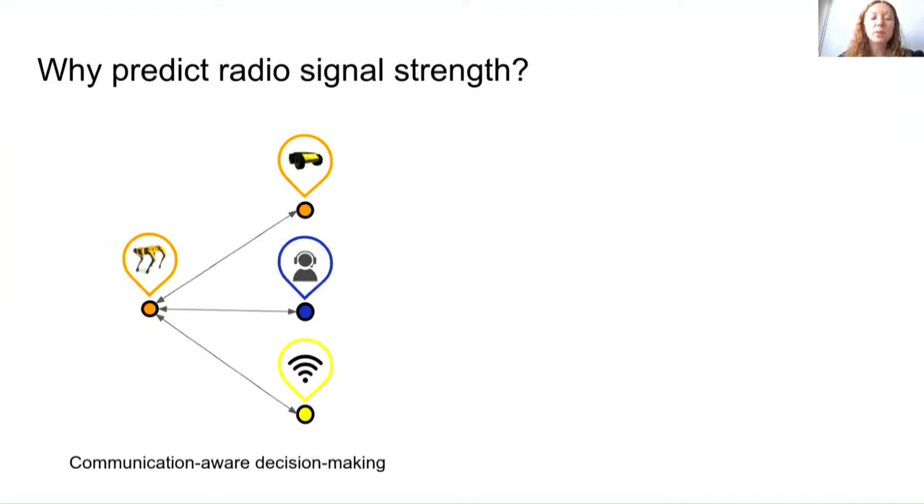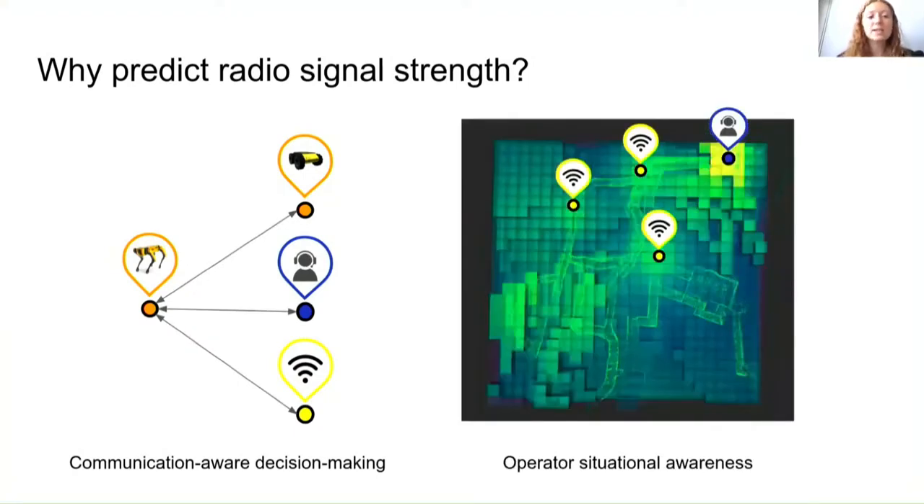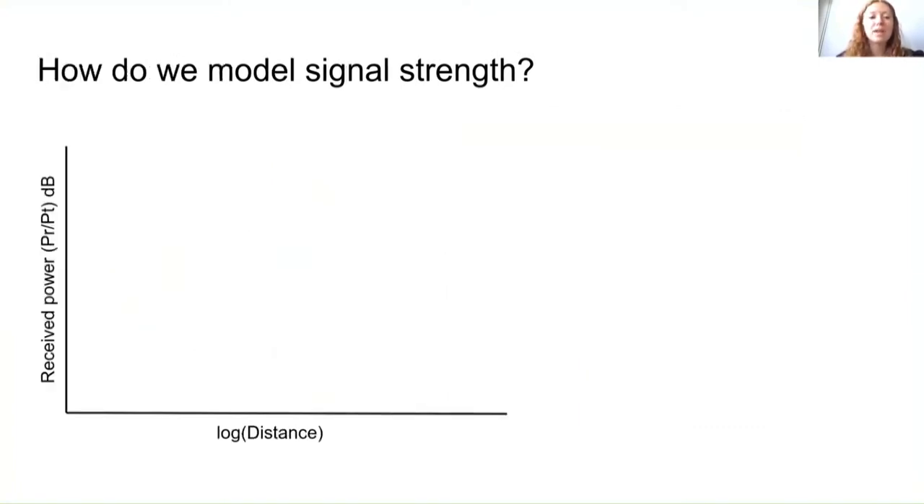Predicting signal strength of a point-to-point link, for example, from a robot to another robot, to the base station, or to a relay radio, is useful for communication-aware decision-making by the robot. Extending this prediction to build signal strength maps is useful for operator situational awareness and strategic planning.